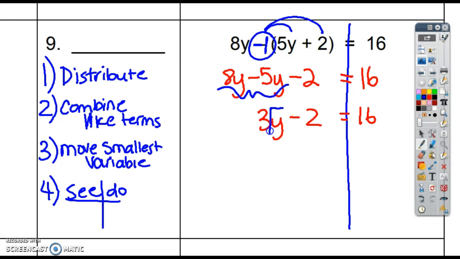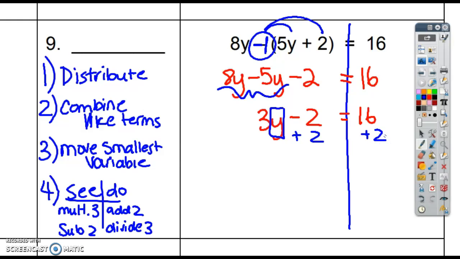So here, with my y, I see it being multiplied by 3, and then they subtracted 2. So remember, the last thing I see is the first thing I do, so I'm going to add 2 to get rid of that, and then I'm going to divide by 3. So we add 2 to both sides first.